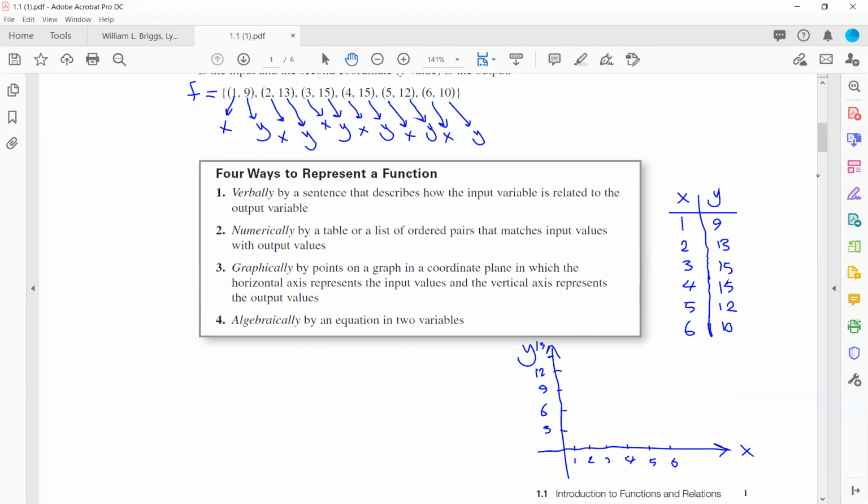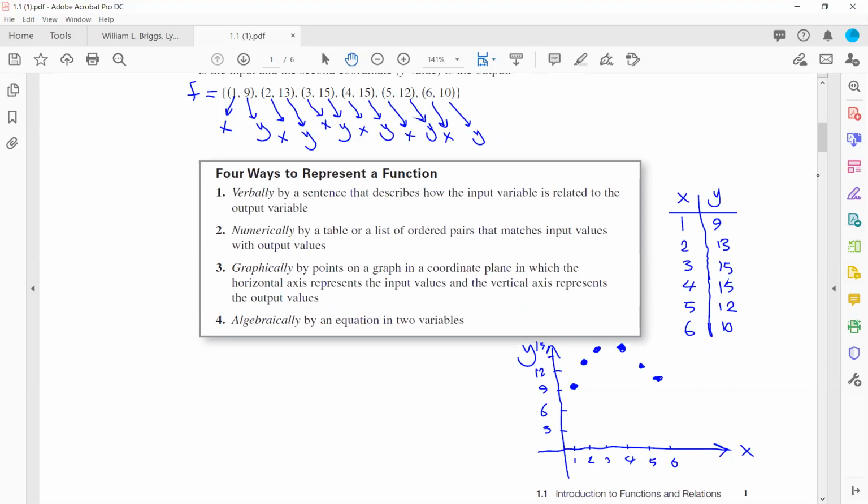1 and 9. The first point on the graph of the function. 2 and 13. The second point. 3 and 15, which is going to be here. 4 and 15. So the same y value. 5 and 12 is going to be here. 6 and 10. Almost here. So we can visualize this graph.